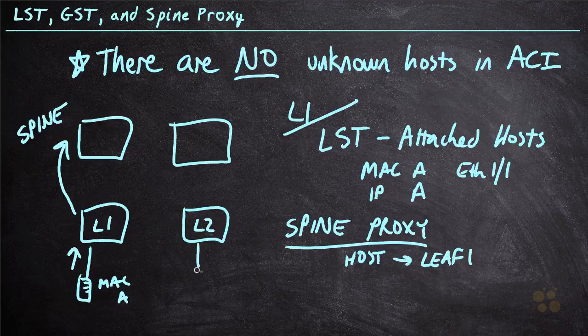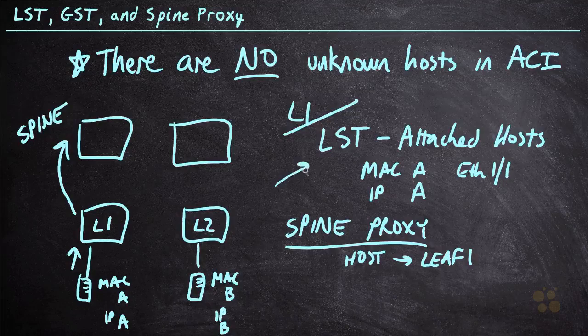Meanwhile, let's say we have host B living on leaf 2. So we'll have MAC address B, IP address B. I guess we didn't really clarify that. IP address A on the left. There we go. So now both hosts have MAC addresses and IP addresses. And leaf 2 is going to do the same thing. It's going to store it in its local state table, and it will report it to the Spine Proxy.